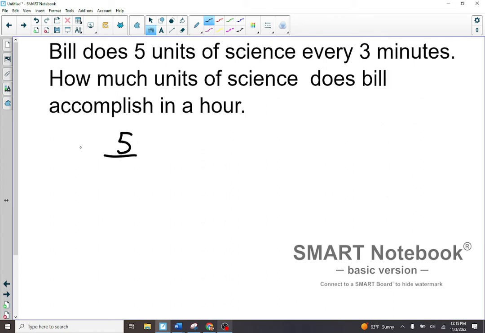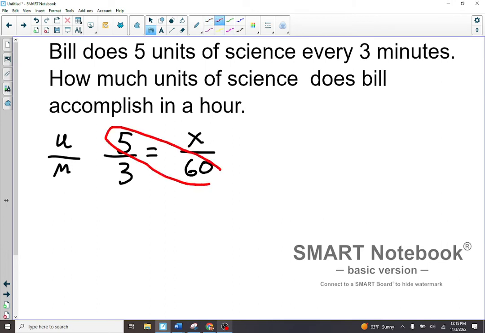So, every 5 units of science there is 3 minutes, okay? So 5 units for every 3 minutes equals, I don't know how many units yet, so I'm going to put X because that's unknown, but I know I'm going to take an hour doing it. How many minutes are in an hour? So we're going to put 60 minutes here. So what we're going to do is cross multiply.